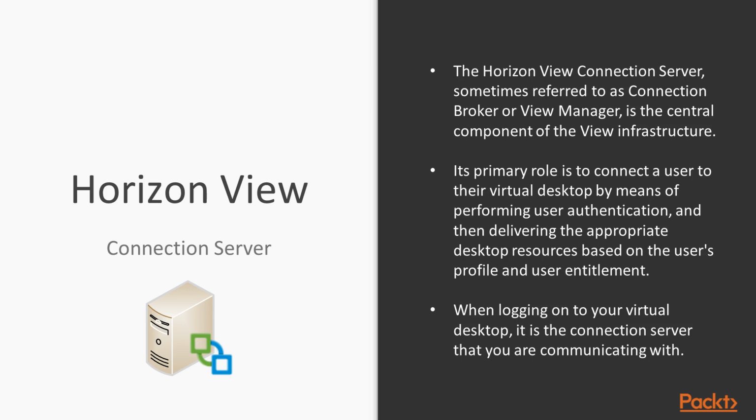So now we've looked at the high-level architecture, let's start to look at each component in a little bit more detail. The first and probably the most important part of the solution is the Horizon View Connection Server, sometimes referred to as a connection broker or the View Manager. It is the central component of the View infrastructure and could probably be described as actually being View itself.